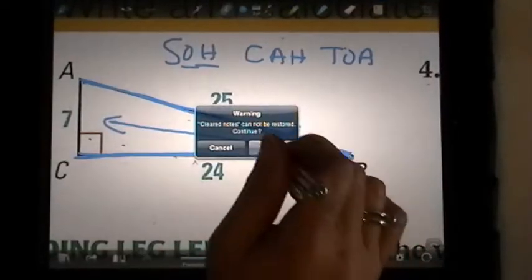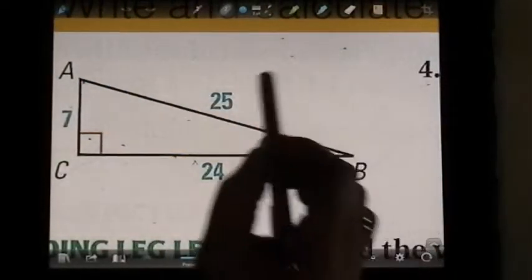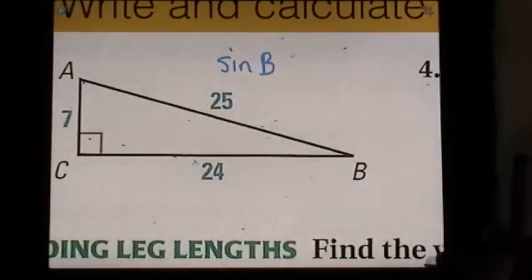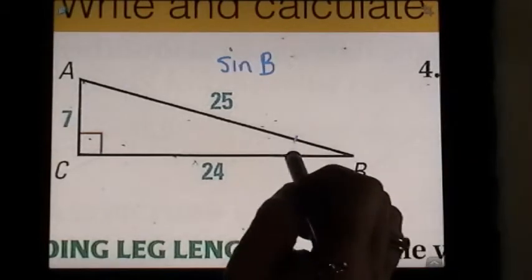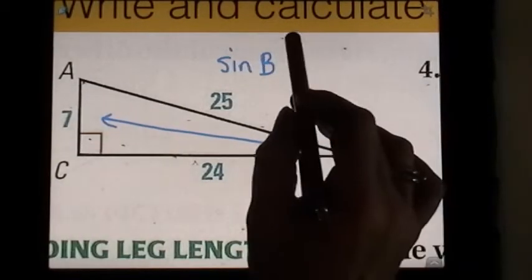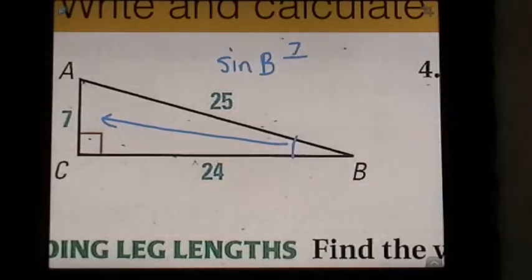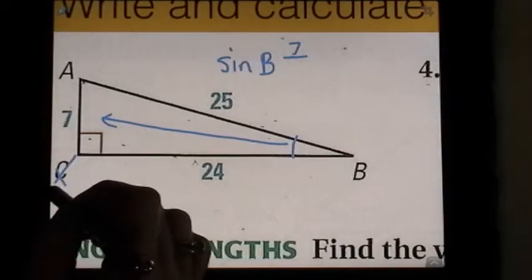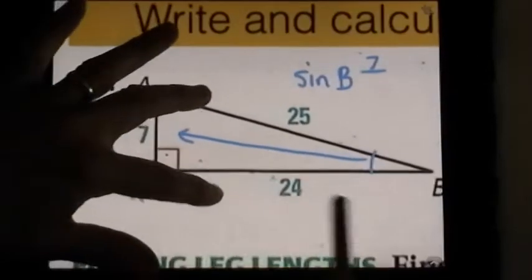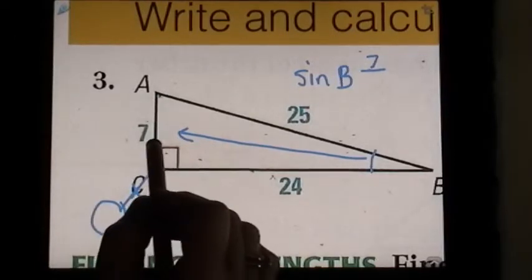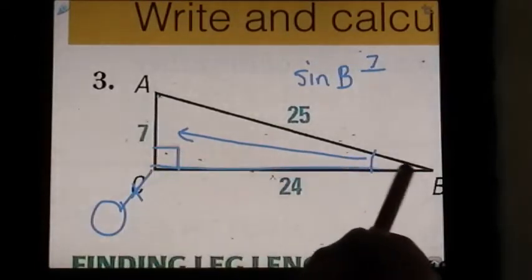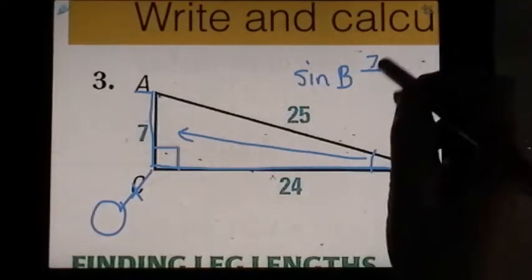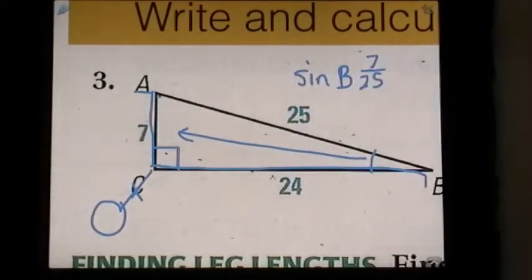Okay, so to answer these questions, to find the ratios, the sine of B, and it says to write them and then calculate them. The sine of B is the opposite side, 7, over the hypotenuse. Now the hypotenuse is directly across from the right angle. If you remember our Tarzan man, we remember that his legs, this is kind of like his little loincloth. Okay, his legs come from that, and the hypotenuse is not a leg, so the hypotenuse is 25. So 7 over 25, and then it says calculate it.